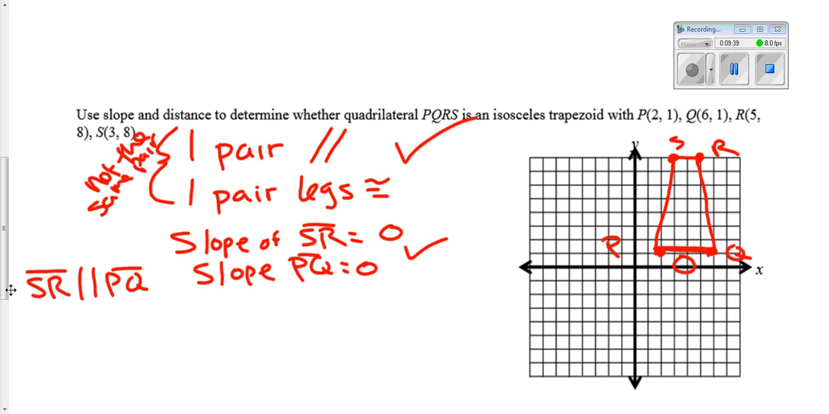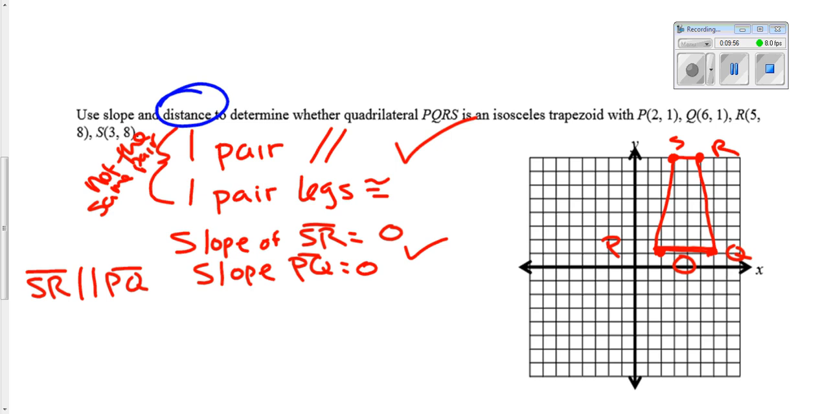Don't assume everything's going to work. You've got to go through and show everything. And likewise, if you had done SP and RQ and found they weren't parallel, then don't just quit, try the other one, okay? All right, so now to find congruency, I'm going to use the distance, my length.